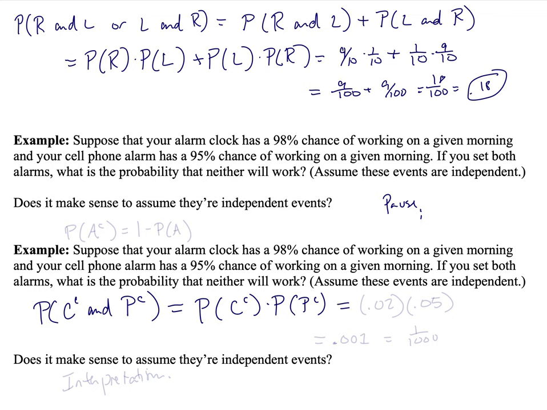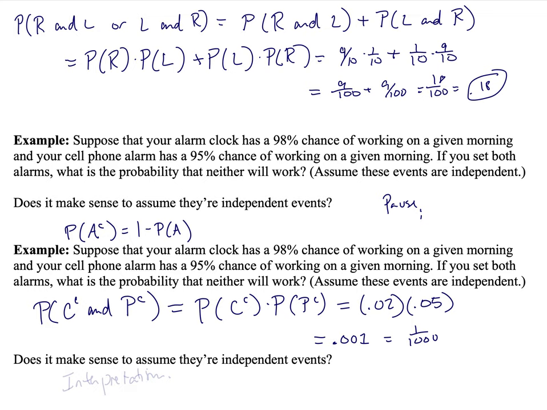And so we know that the probability of A complement is equal to 1 minus the probability of A. And so if the alarm clock has a 98% chance of working, that means it has a 2% chance of not working, or a 0.02 probability of not working. And similarly, the cell phone alarm has a 0.05 probability of not working. So we can multiply those together, and we would get 0.001 if we multiply those together, either by hand or in a calculator. So about a 1 out of 1,000 chance that both your alarm clock and your cell phone won't work on a given morning.